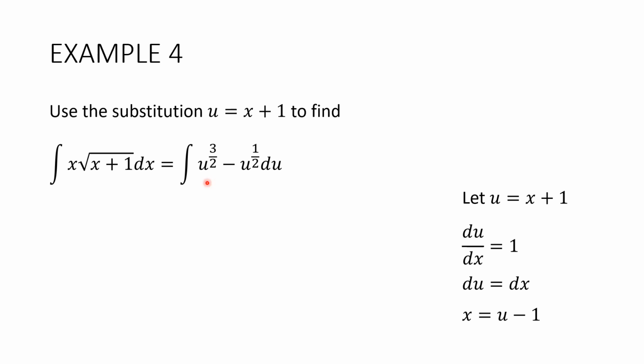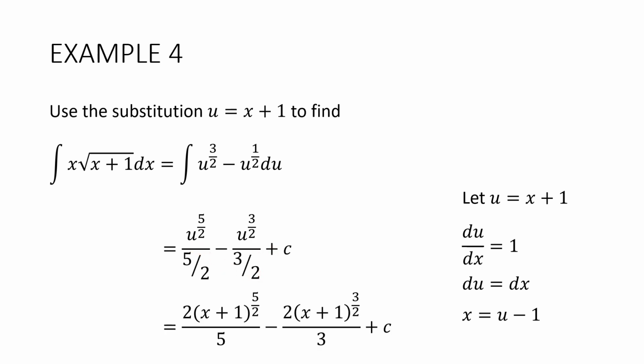If we're going to integrate this, we're going to raise the power by 1, which is 5 halves, and then divide by 5 halves. Here we're going to raise a half by 1, that becomes 3 halves, and then divide by 3 halves. Now this is just a reciprocal, it's 1 divided by 5 halves, so that's 2/5. So we just flip it up, and 1 divided by 3 halves is 2/3. So I'm going to flip those fractions up, and I'm going to substitute back at the same time. And there's our answer.